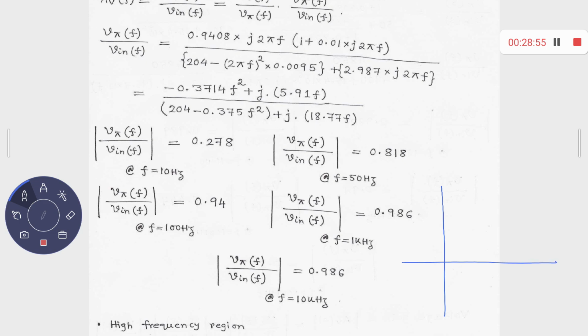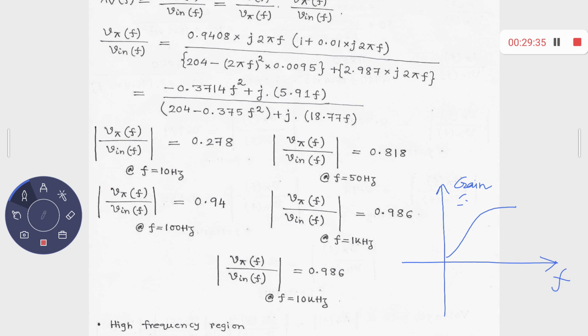So ultimately, if I draw freehand, frequency versus gain, it is like this: initially increasing, and then beyond 1 kilohertz, it gets saturated at 0.986. Once you get this saturation value, you must stop your calculation. It's a high pass response. As frequency increases, the gain also increases. 1 kilohertz, 0.986, 10 kilohertz, 0.986.